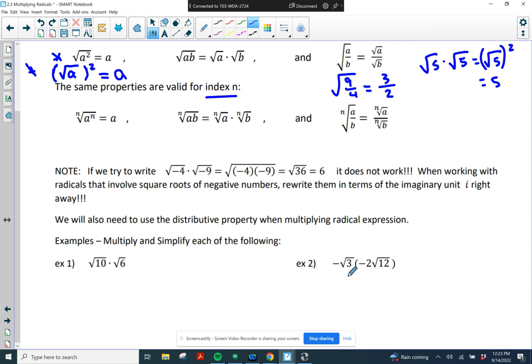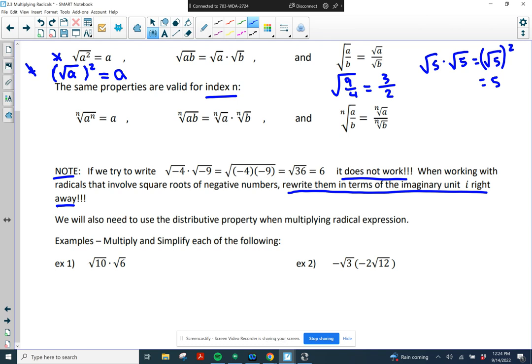Okay, now, special note. If we try to use this rule up here, square root of a times the square root of b equals the square root of ab, if we try to do that when both of the radicands are negative, it doesn't work. Okay? Does not work. So when you're working with radicals that involve square roots of negative numbers, rewrite them in terms of i first, and then work on them.